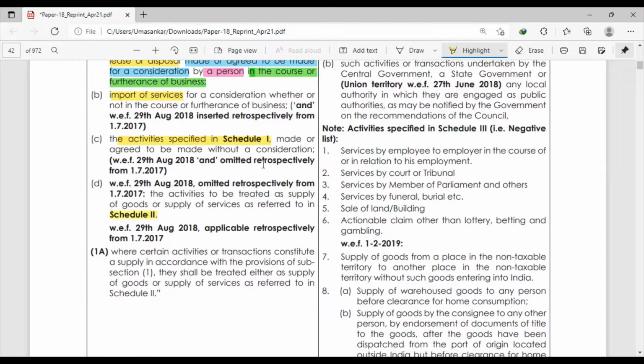Schedule 2 also will be taken as activities. Supply of goods in relation to Schedule 2. So Schedule 1 and Schedule 2, both will be taken as supply.